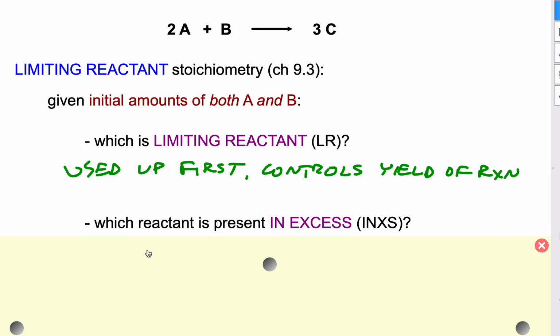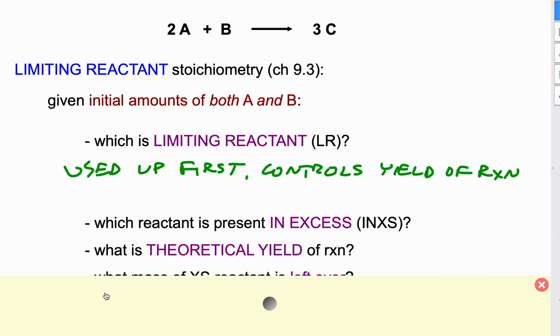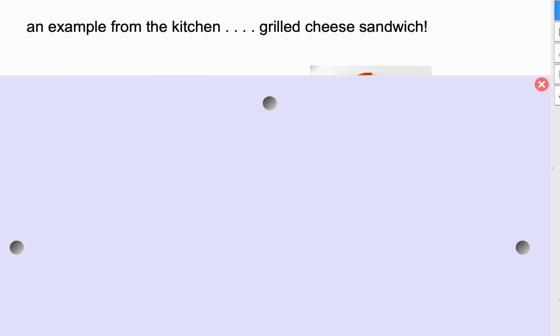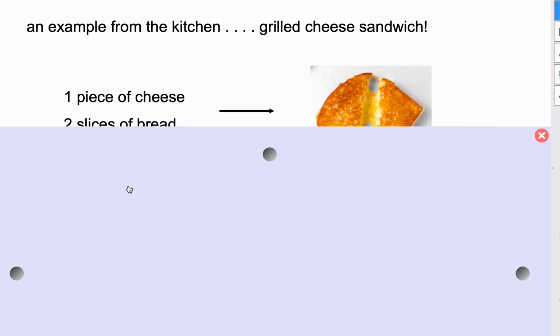The next question is, which reactant is present in excess? Well, it's going to be the other one, the one that's not the limiting reactant. What is the theoretical yield of the reaction, which is defined as the amount of product we expect to get, and what mass of excess reactant is left over? So, let's begin with an example from the kitchen, a grilled cheese sandwich.